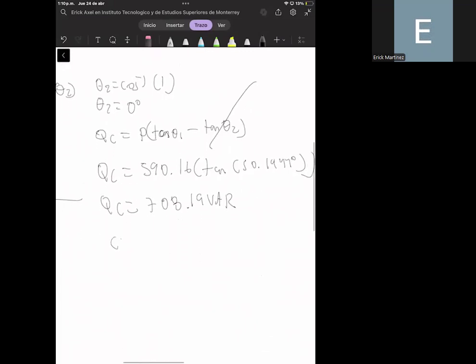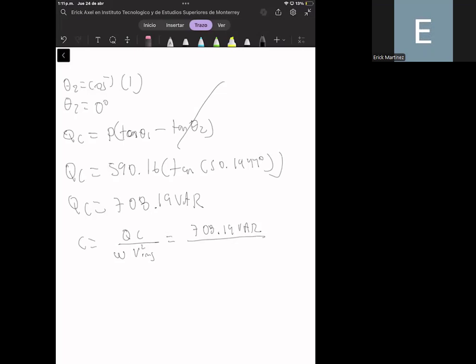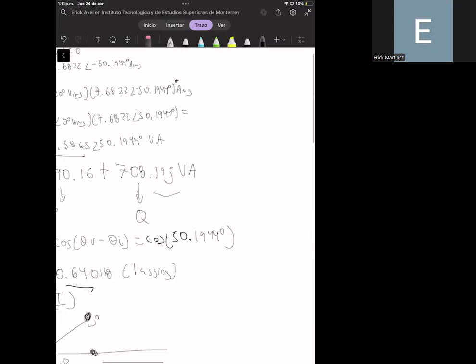Now, the value of the capacitor that will provide this reactive power is QC, the reactive power of the capacitor, divided by the frequency times the square voltage. Okay, so the capacitor value is 788.19 volt ampere reactive divided by the frequency. In this case, the frequency needs to be expressed in radians over second. So the frequency, according to the data of the problem, is 60 hertz.